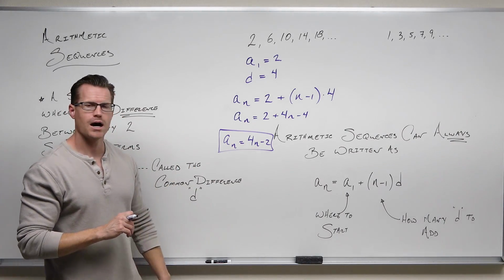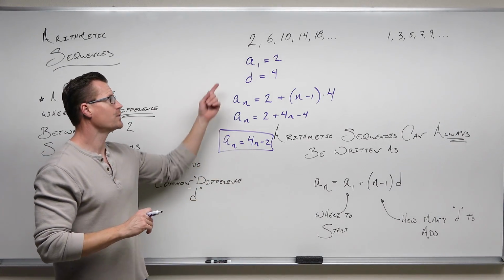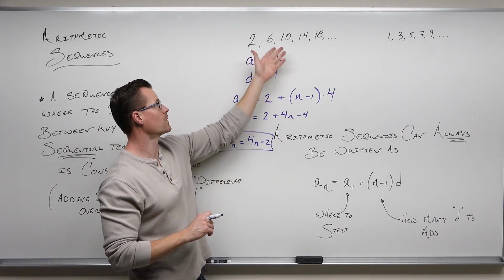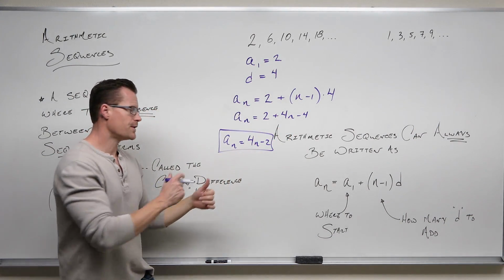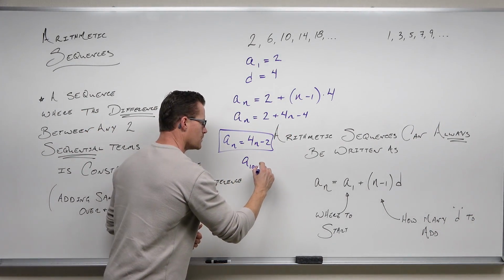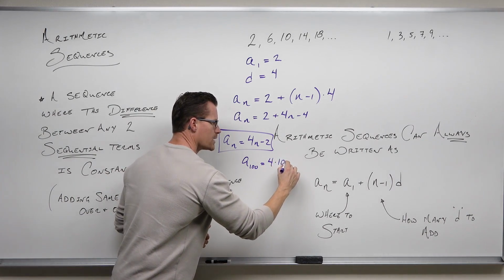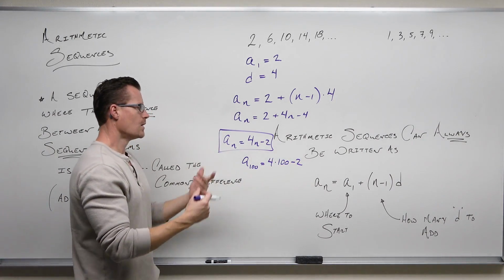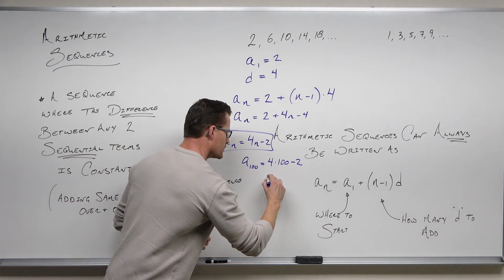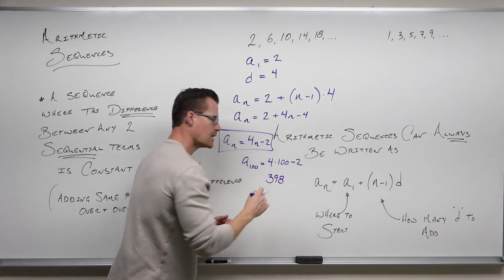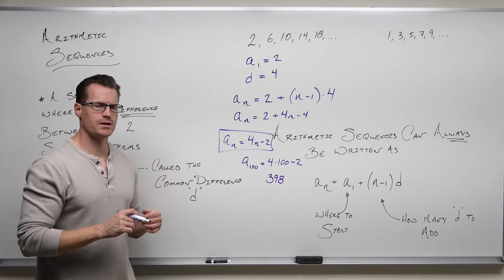If I wanted to find the 100th term right now, I wouldn't have to do what is that, 95 more terms? I would just plug in 100. The 100th term is 4 times 100 minus 2. That's going to be, let's see, 400 minus 2 is 398. The 100th term in this sequence is 398.